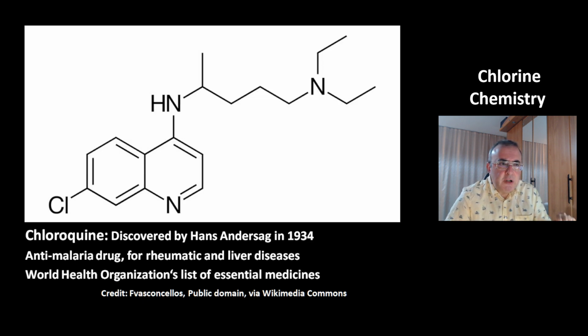This important compound from pharmaceutical chemistry is chloroquine. It was discovered by Hans Andersag in 1934. It is an anti-malaria drug and can also be used for rheumatic and liver diseases. And this compound has made it into the World Health Organization's list of essential medicines.